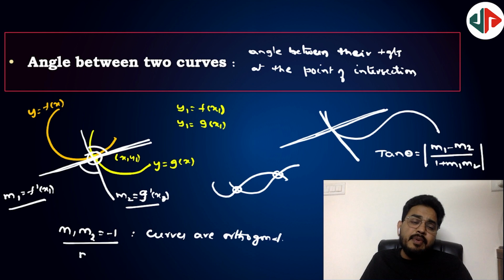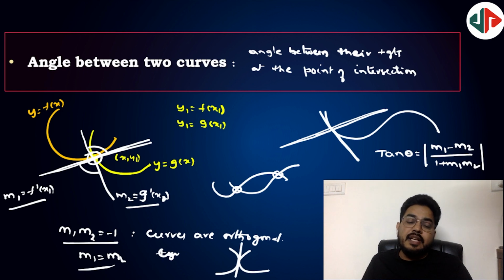For example, if m1 is equal to m2, the curves are touching each other. For example, this is one curve, this is another curve. So what will happen? They have a common tangent. So the curves are touching.